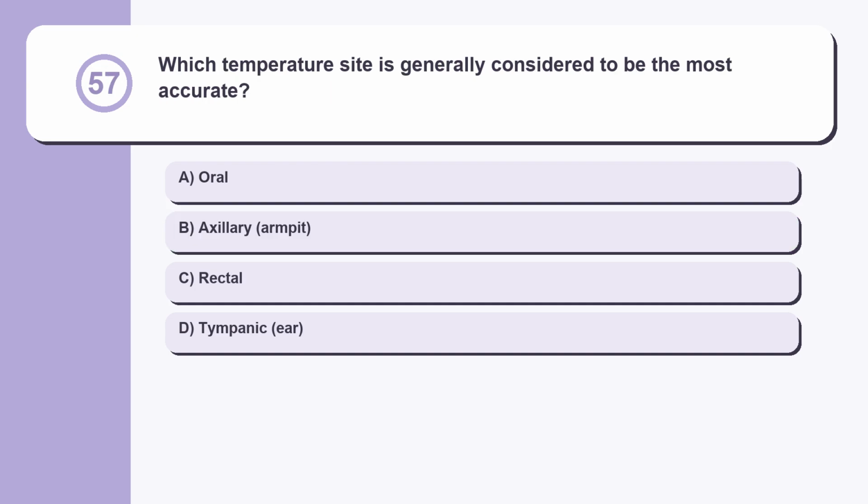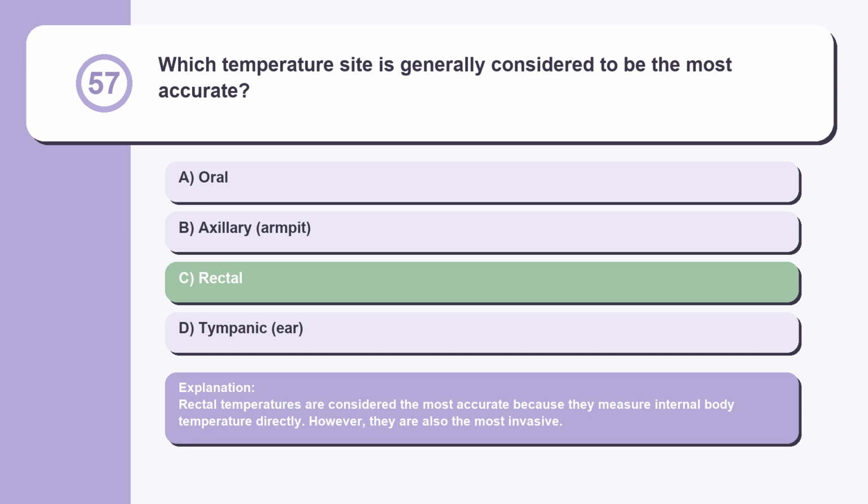Question 57. Which temperature site is generally considered to be the most accurate? Oral, axillary (armpit), rectal, tympanic (ear). Rectal temperatures are considered the most accurate because they measure internal body temperature directly. However, they are also the most invasive.